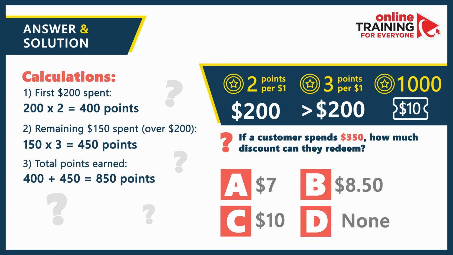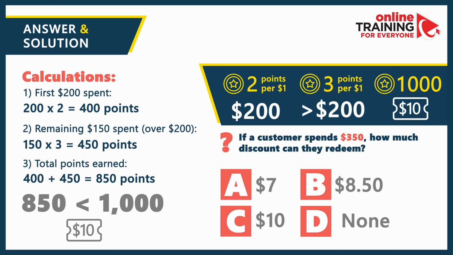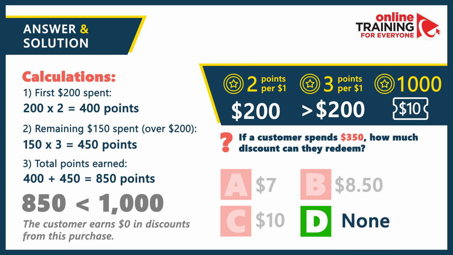Remember our threshold for redemption? The customer needs to earn 1,000 points to redeem a $10 discount. When we analyze the problem, we learned that the customer has earned only 850 points from the $350 spending. Since this is below the 1,000 point threshold, they cannot redeem any discounts. So our conclusion, the customer earned 0 discounts from the purchase. And the correct answer here is choice D, none.